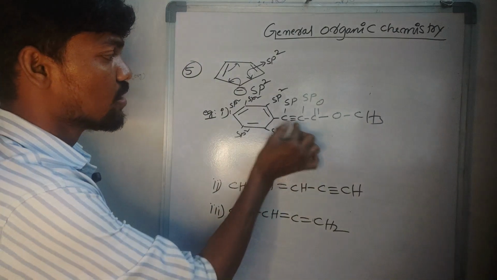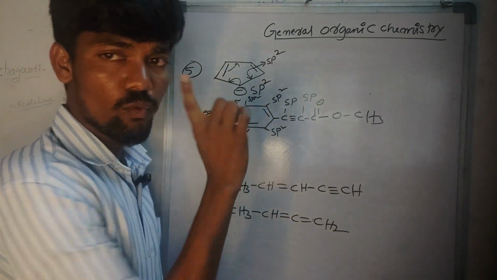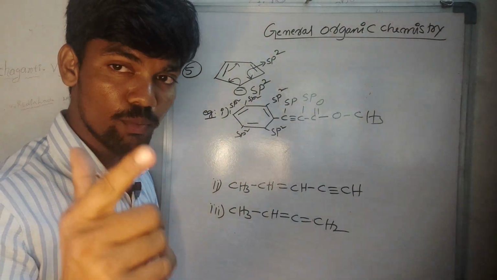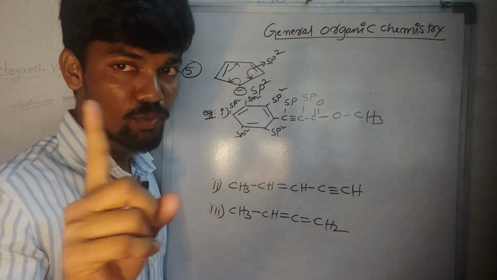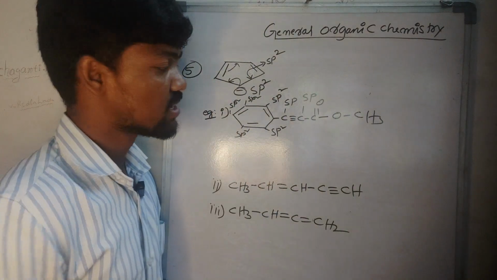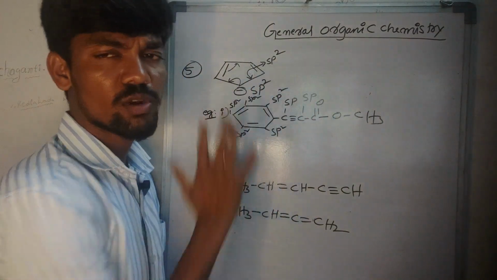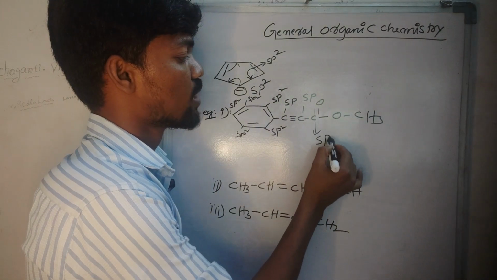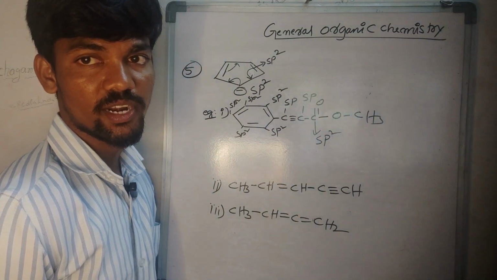Now tell me, it has 1 pi bond, that's why sp2 hybridization is there. Now tell me this carbon, how many pi bonds will be there? 2 pi bonds. 2 pi bonds means sp hybridization. Next, coming to the next carbon, what happens? This also undergoes sp hybridization. This will undergo sp2 hybridization. You are getting my point.